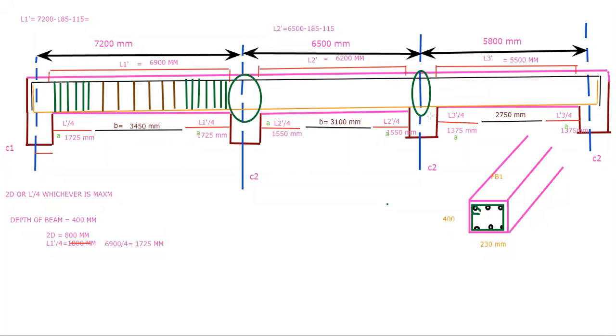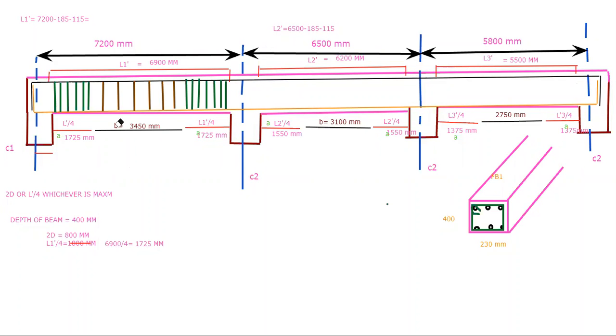Beam rings won't be in this junction point, okay, because extra load will occur.